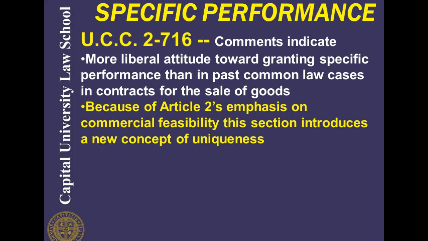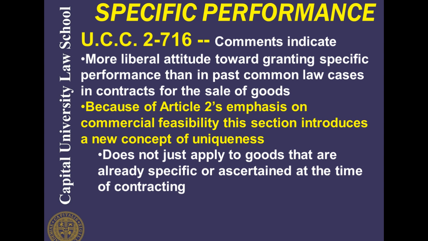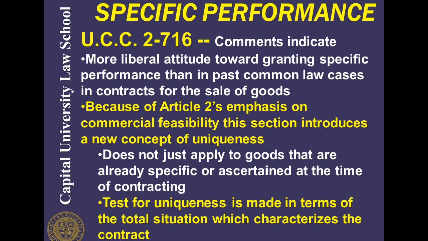This section introduces a new concept of uniqueness. It liberalizes uniqueness so that the court is not going to strictly look at products or goods that are solely one of a kind. So it doesn't just apply to goods that are already specific and ascertainable at the time of contracting. It's going to test uniqueness in terms of the total situation which characterizes the contract. It's going to take a look at the whole setting and determine if the goods are unique.